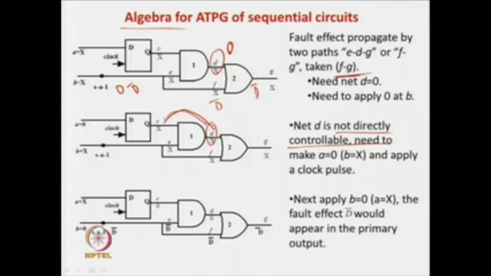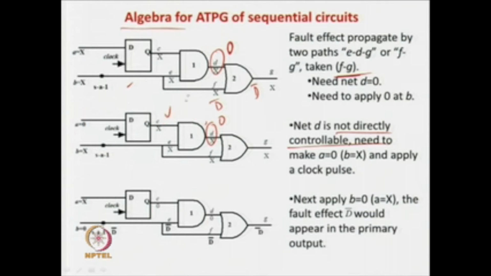So, if you just look at it, we can very easily do that. You can make A equal to 0. So, if you just make A equal to 0, now what you do? You give a clock pulse. So, if you give a clock pulse with A equal to 0, then this one will come here, and this is x. So, x and a 0 will be a 0, correct. That is our idea. So, this is how we were doing it by the D algorithm.